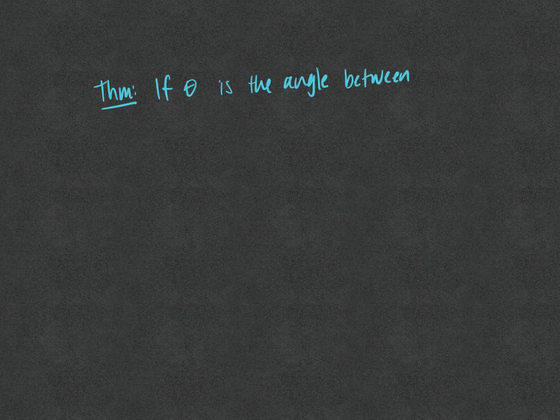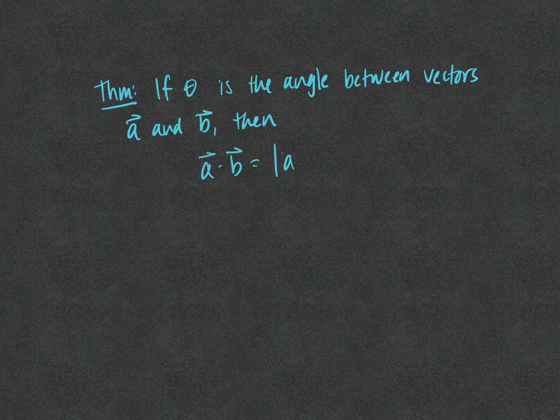So we have a theorem. By the way, in math, theorems are things that are proven. So you could prove it. This theorem says if theta is the angle between vectors A and B, then A dot B equals the length of A times the length of B. Now notice those are both scalars, so it's not a dot product, it's just multiplication times cosine of theta.